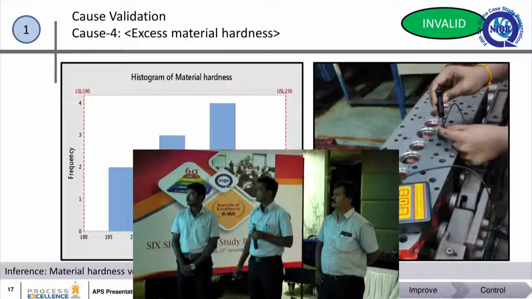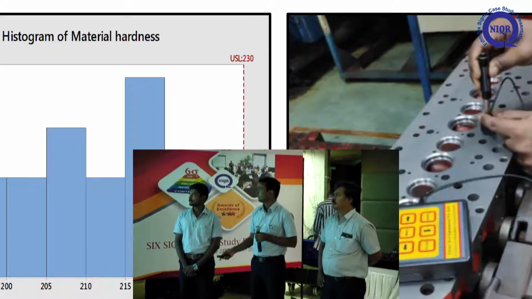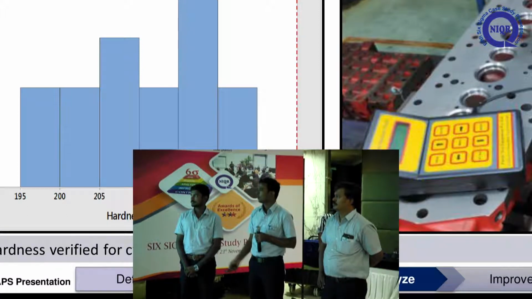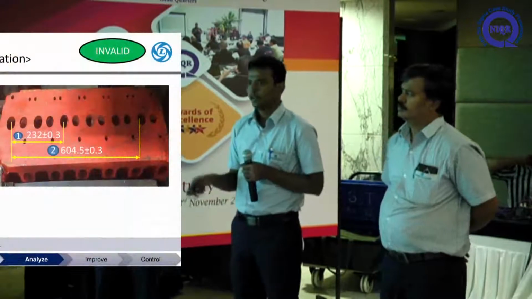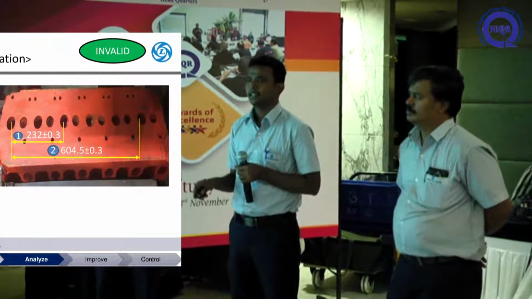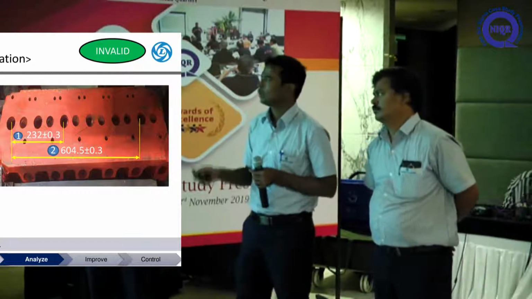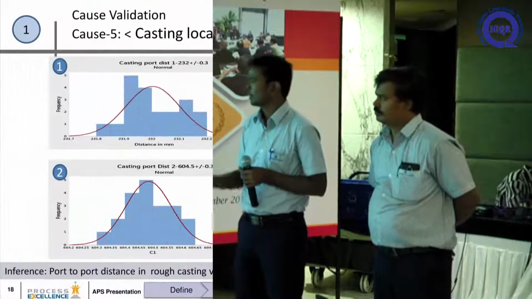Then the hardness test of the input component. We checked various lots and found the values within the spec of 190 to 230 BHN, so no issue. Then we look at the locating port distance variation in the casting port, because for the drilling operation the machine takes the first, last and middle ports as reference. So if there is any distance variation in that, it will lead to a positional error.